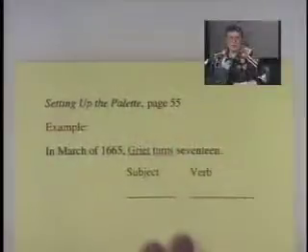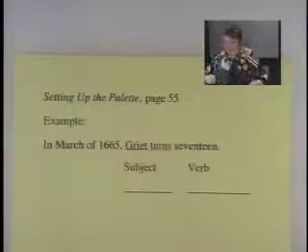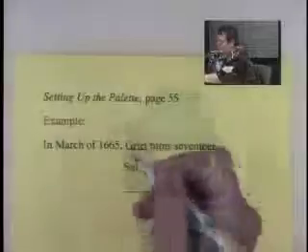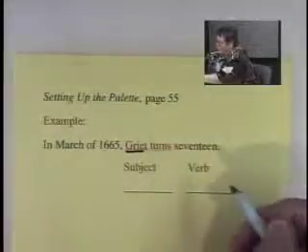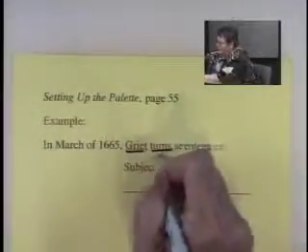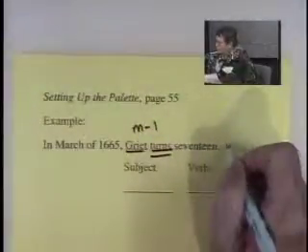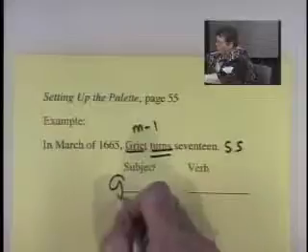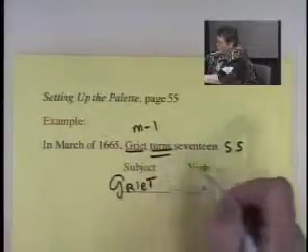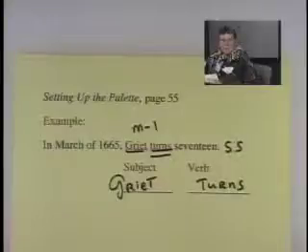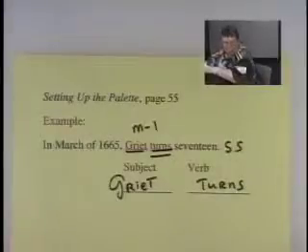Look at our example on this one. In March of 1665, Griet turns 17, a year older than when we first met her. And this one's marked for you, so Griet would be your subject. You'd have put a line under that. You'd have put 2 lines under turns. You'd have labeled this a main clause. You also would have labeled it a simple sentence, and you would have taken the time to write out Griet and turns, which, by the way, in this case, also reminds you of the normal word order in English, right?